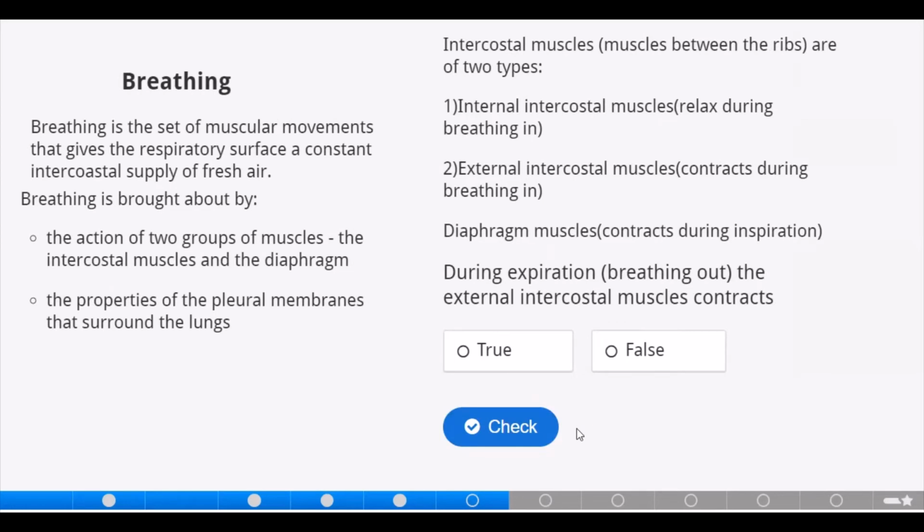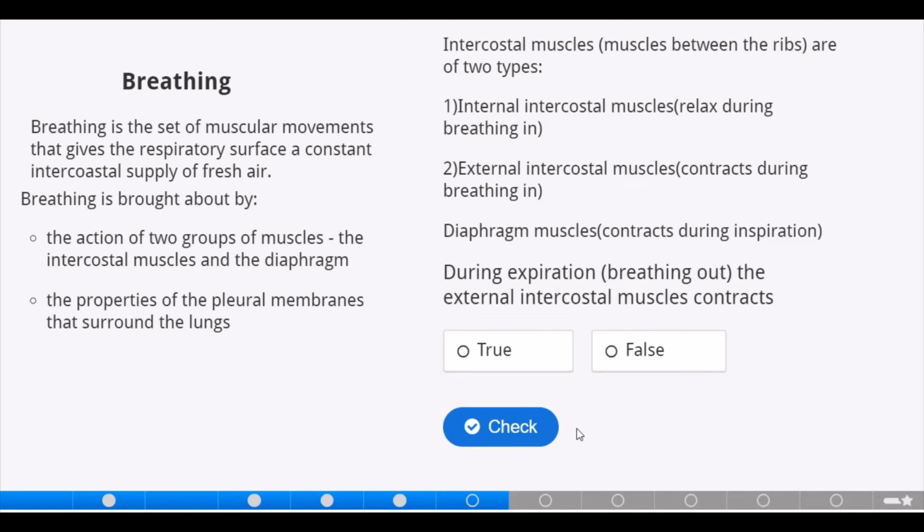Breathing is the set of muscular movements that gives the respiratory surface a constant supply of fresh air. Breathing is brought about by the action of two groups of muscles, that is the intercostal muscles, the internal and external intercostal muscles, and then the diaphragm. It is also brought about by the properties of the pleural membranes that surround the lungs.